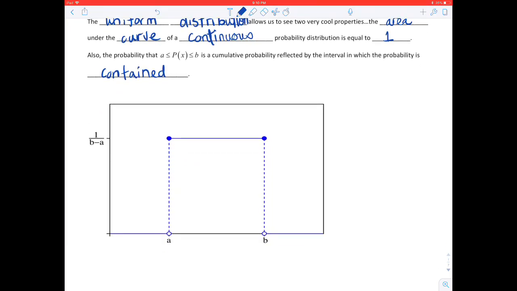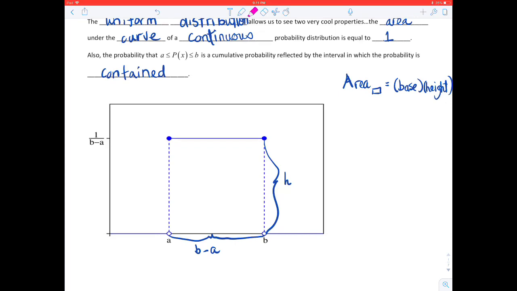Okay, so here we go: 1 over b minus a. How the heck did we get that? Think about it. What is the area of a rectangle? The area of a rectangle is equal to the base times the height. So how would we find the base of this rectangle? Good. B is to the right of A, so we would just find the difference between B and A. And then the height here, how would we find that height?